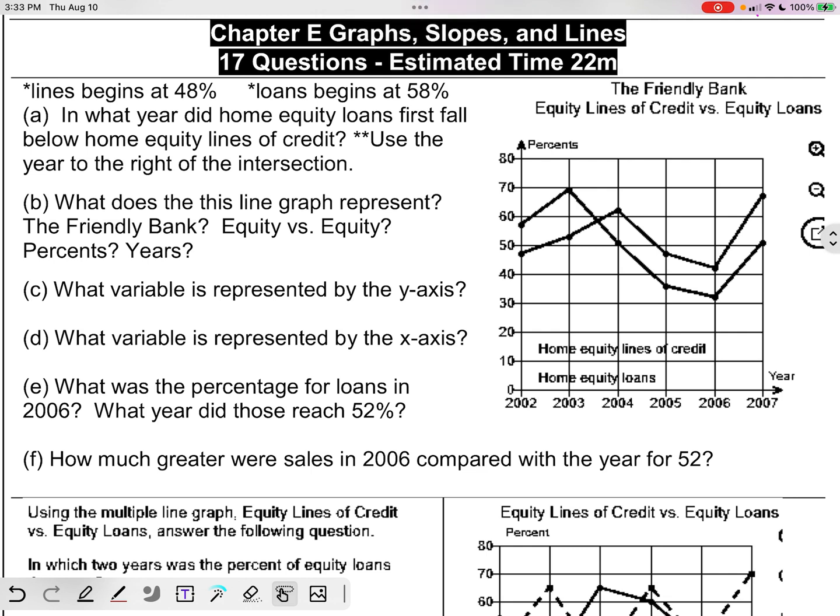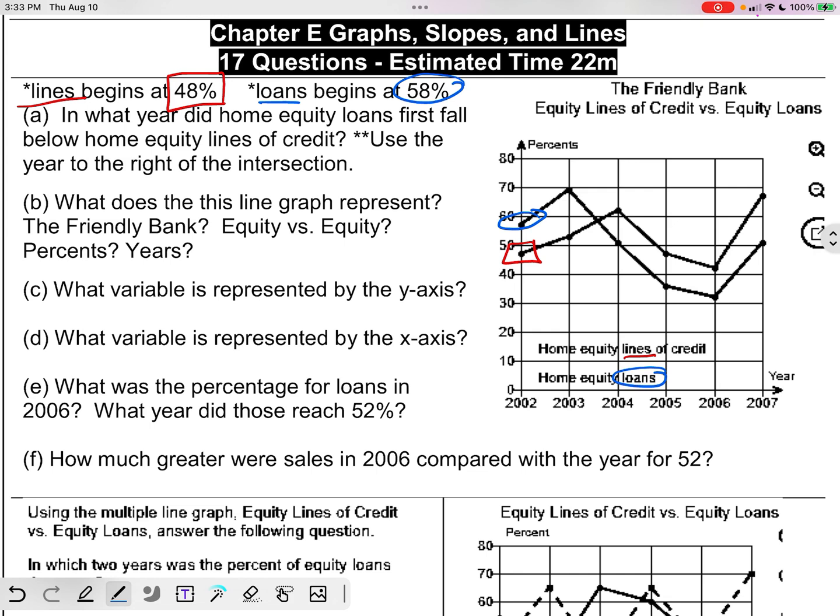It has graphs, slopes, and lines. I did a little bit of coding for you. So right here, we're looking at 48%. So the lines is going to be this piece. And then right here where it says loans for 58%, just to help you correlate those.